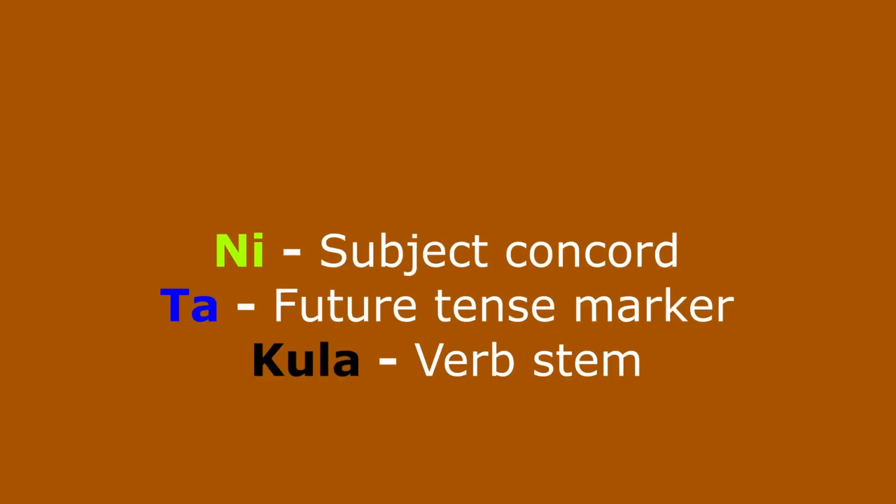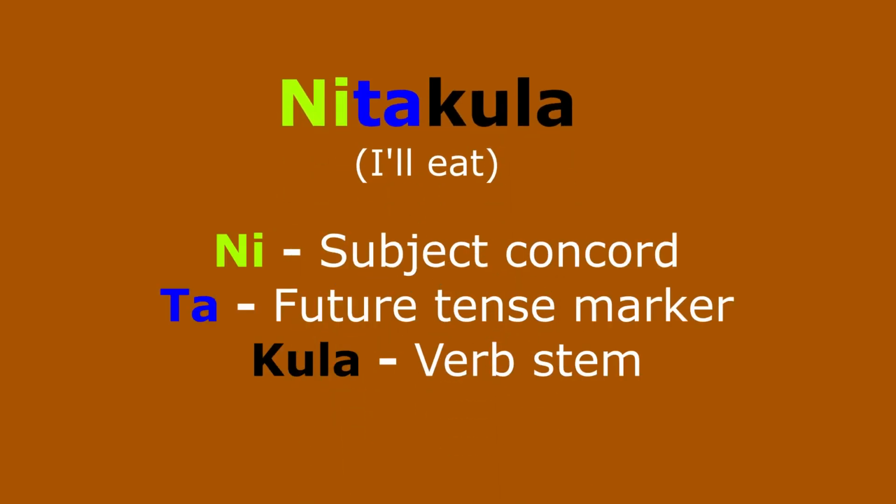Examples: nitakula. It means I'll eat. Where ni is the subject concord, ta is the future tense marker, and kula is the verb stem. So, nitakula means I'll eat.